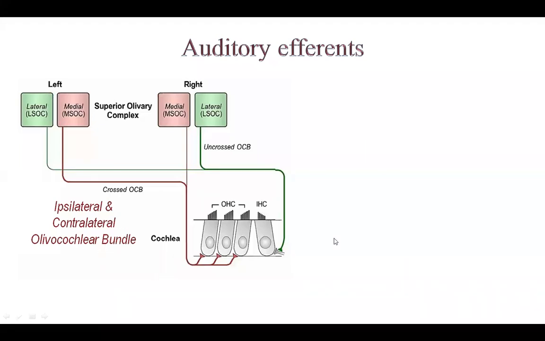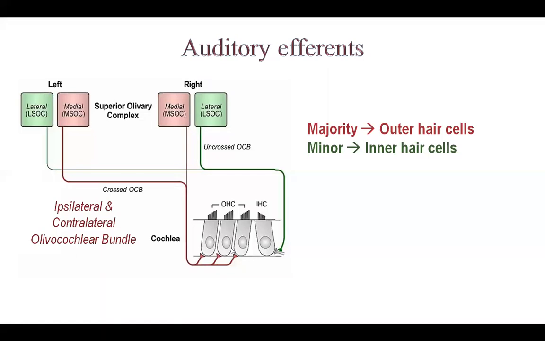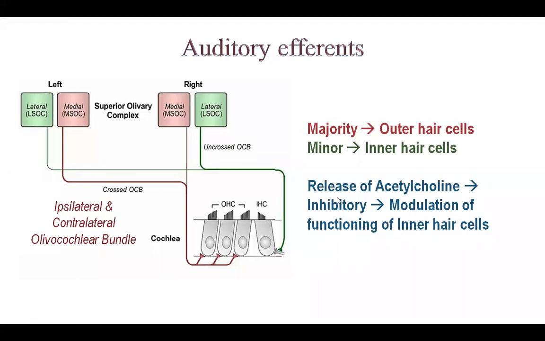The majority of these efferents go to the outer hair cells as you see here, and a minority is received by the inner hair cells. The inner hair cells receive efferents from the lateral superior olivary complex, and the outer hair cells receive their efferents from the medial superior olivary complex. Now, why is this important? Because there is release of acetylcholine at the base of the hair cells, which is inhibitory in nature, and responsible for modulation of the functioning of the inner hair cells.